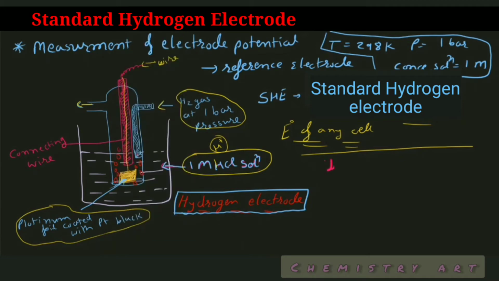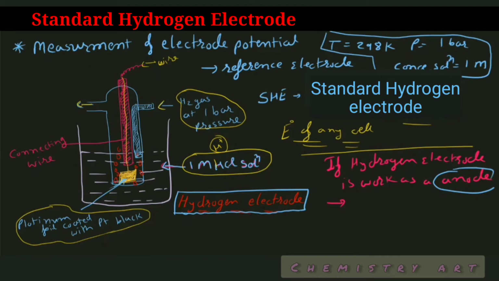First of all, we are going to see if the hydrogen electrode is working as an anode, what reaction can take place here. As you know, on the anode oxidation takes place. So if the hydrogen is working as anode, oxidation will take place at the electrode.